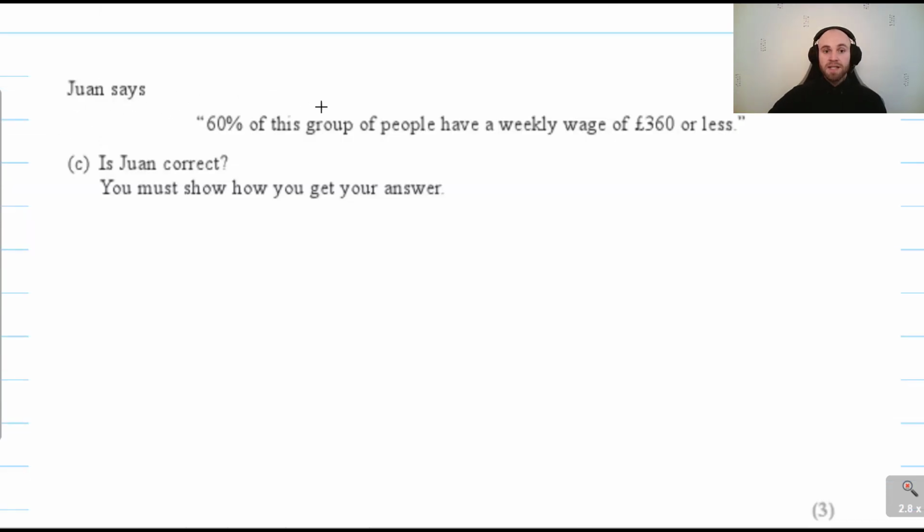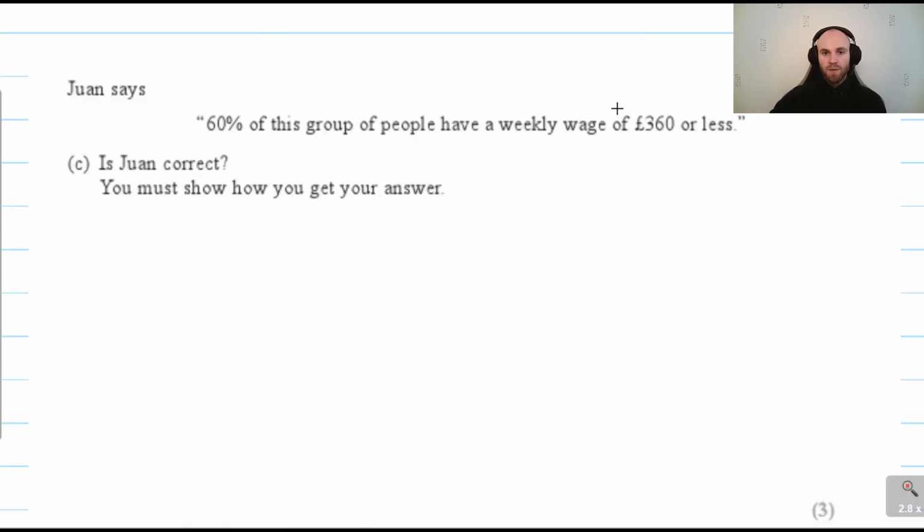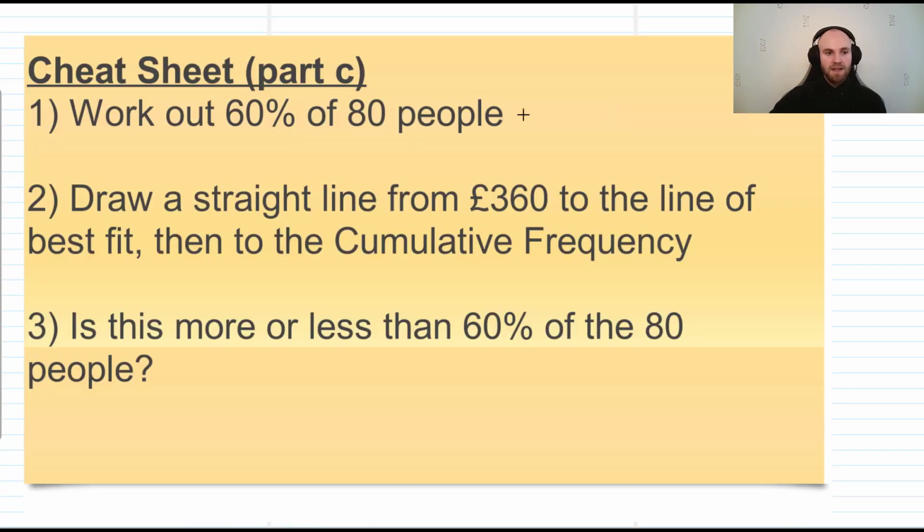Okay, Juan says 60% of this group of people have a weekly wage of £360 or less. Is Juan correct? You must show how you get your answer. So if we go straight to the cheat sheet, we're going to work out 60% of 80 people, because there's 80 people in this, and he said 60% have a weekly wage of £360 or less. We're going to draw a straight line from £360 to the line of best fit on the cumulative frequency graph, and then we're going to draw a line to the cumulative frequency, and then we're going to ask the question, well, is this more or less than 60% of the 80 people?